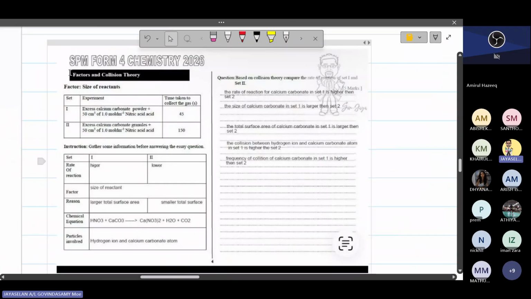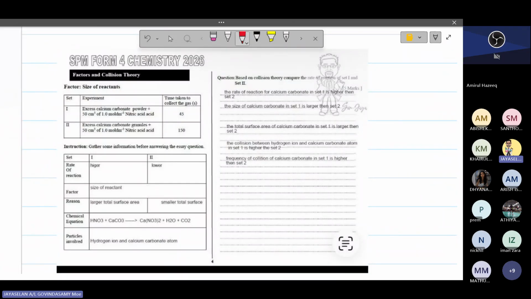Okay, I check Nikhil's answer. You all see, the rate of reaction of calcium carbonate. Nikhil, rate of reaction of set 1 is enough, because in set 1, not only calcium carbonate, we have what? Calcium carbonate and nitric acid. If you want to put rate of reaction of calcium carbonate and nitric acid in set 1 is higher than set 2, this one no need. Just put rate of reaction of set 1 is higher than set 2. Okay, never mind. I give you marks, to motivate you.